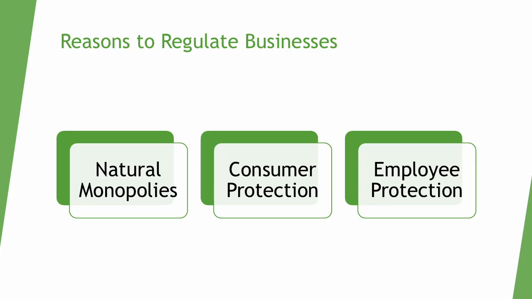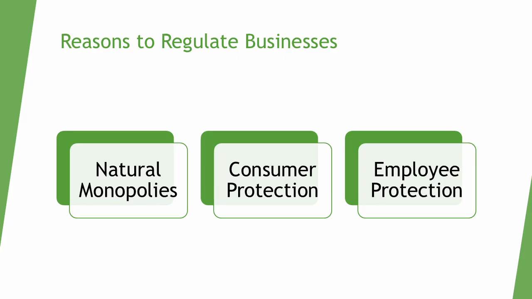Businesses can be regulated to regulate natural monopolies as price caps and quality standards can be imposed. This would be done so consumers are protected from excessive prices and poor service. Businesses can be regulated to protect consumers as safety standards, product information rules, and consumer rights laws are enforced. This would be done so consumers are not exploited or misled.